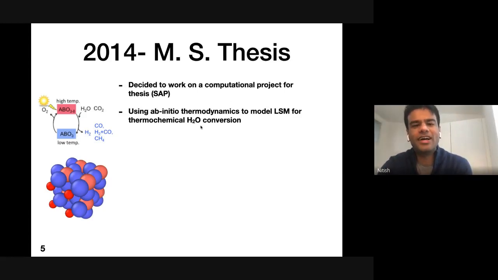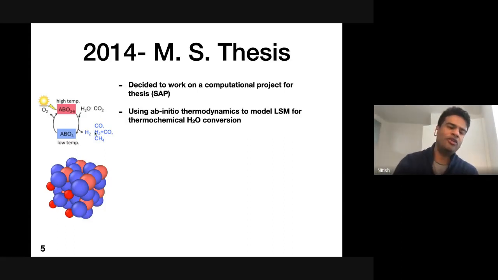So, I don't really want to talk in a lot of detail, but the idea is essentially to use catalysts here to convert water to hydrogen or CO2 to CO using really high temperatures to create oxygen vacancies, and then you can pass hydrogen or carbon dioxide over, and then they would get converted to either hydrogen or CO.